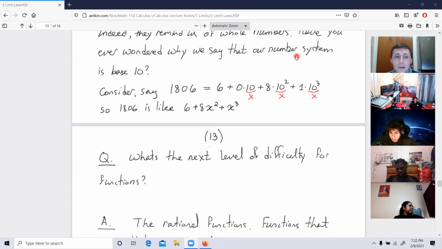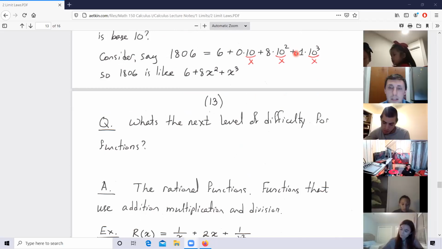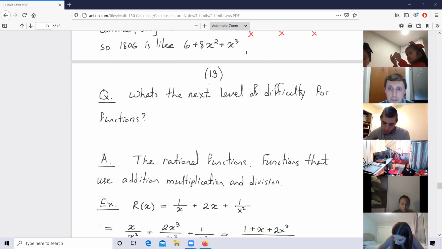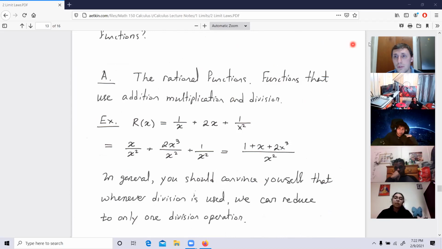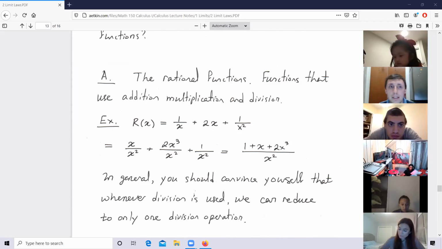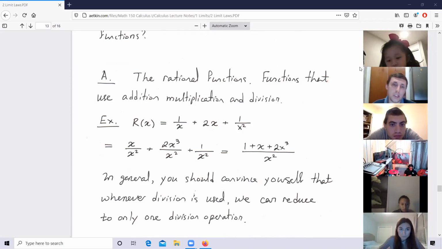Okay, so we can use now division. So if you use more operations, then you have more complicated functions. So here is an example of a rational function where you use quotients. So you have 1 over x plus 2x plus 1 over x squared. You see, how many times did I use division here? I used division twice. Now, I would like to draw to your attention that if you have to use division ever at all, you can reduce it to using division only once. Do you understand? If I have to use division, I can use it exactly once.